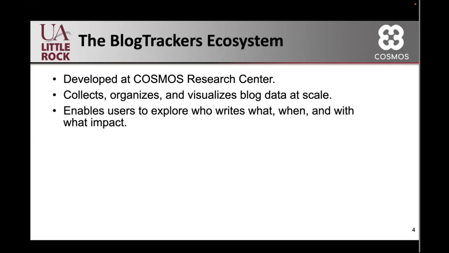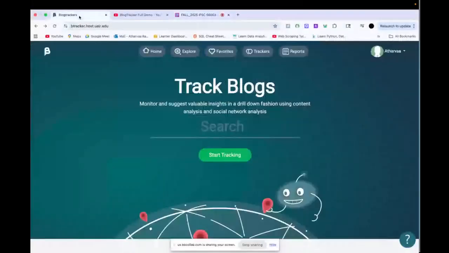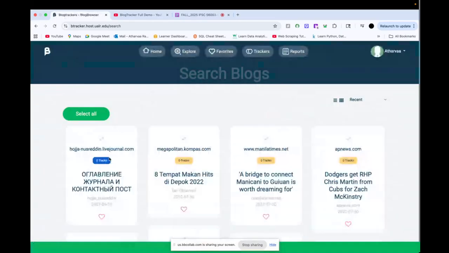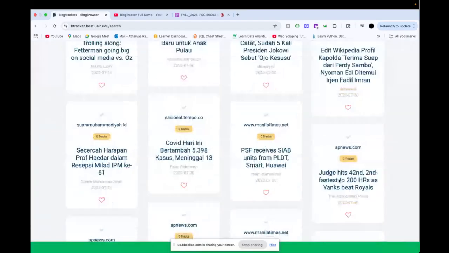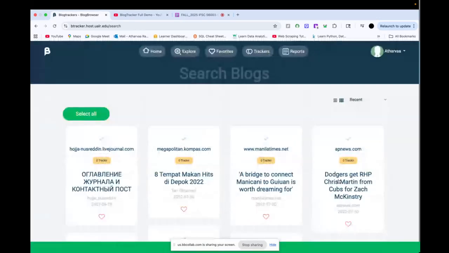So moving ahead, I'm going to show you the demo. This is how the Block Tracker website looks. Here we have to write whatever we have to look for. If we go to the search page, we can see different types of blogs that are available on the internet, and Block Tracker collects these blogs from the internet and displays them here for further analysis.